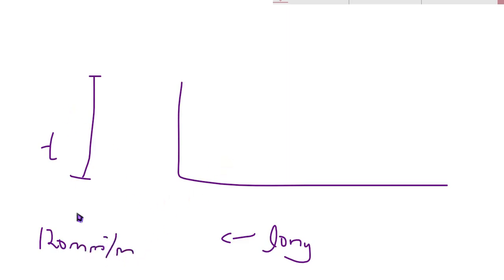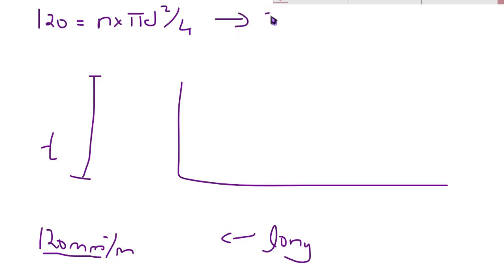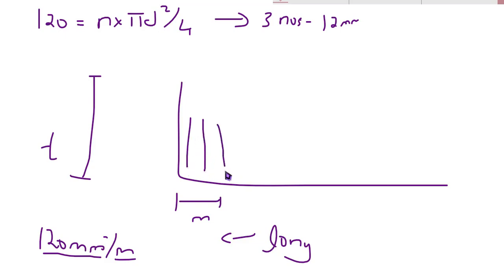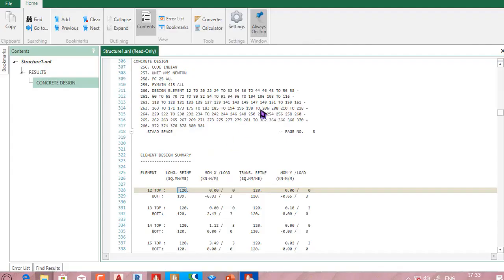So 120 mm square is the area of steel here. So 120 is equal to number times pi d square by 4. Either you can assume a number or you can assume a diameter. Maybe I take 3 bars of 12 mm diameter. I'm taking 1 meter in the longitudinal direction, and perpendicular to it I can lay the 3 bars. The spacing shall be 1 by 3 from each face, so together that will cover 1 meter. This is the basic distribution of area of steel.